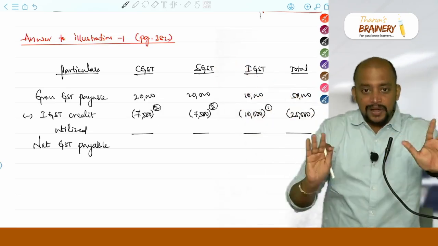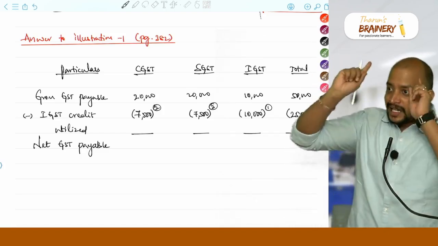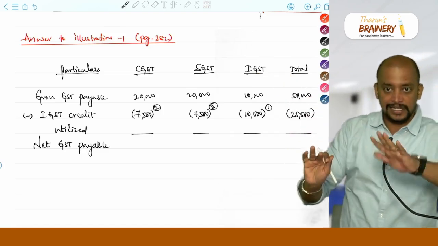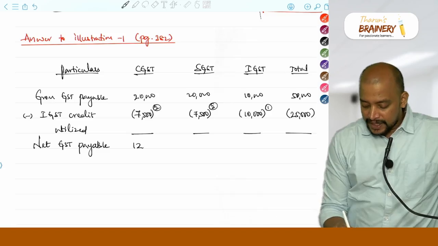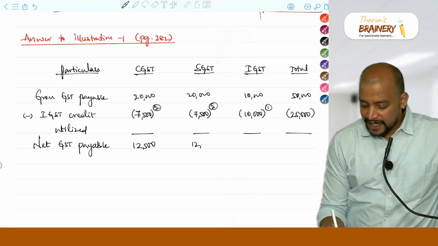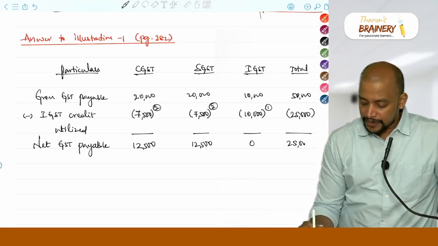But this will not be a separate question in the exam, just one adjustment. In that 14 marks question you have, definitely this adjustment will be there. The last adjustment that you do will be this: 12,500, 12,500 and IGST 0. So the total will be 25,000.